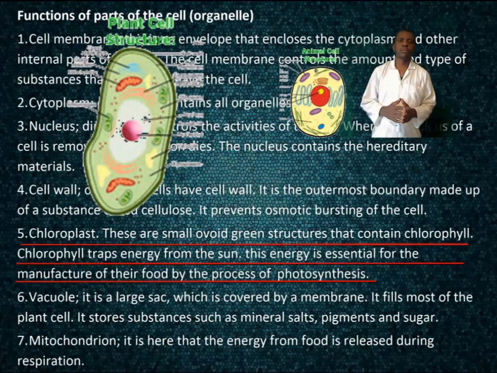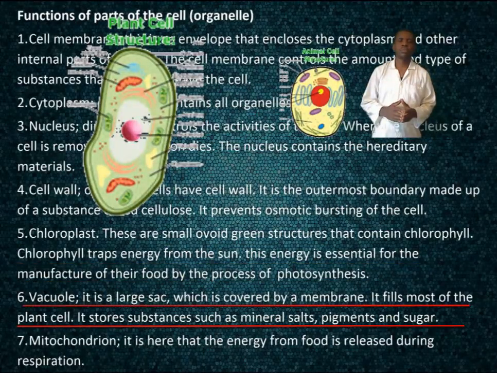Chloroplast. These are small ovoid green structures that contain chlorophyll. Chlorophyll traps energy from the sun. This energy is essential for the manufacture of their food by the process of photosynthesis.